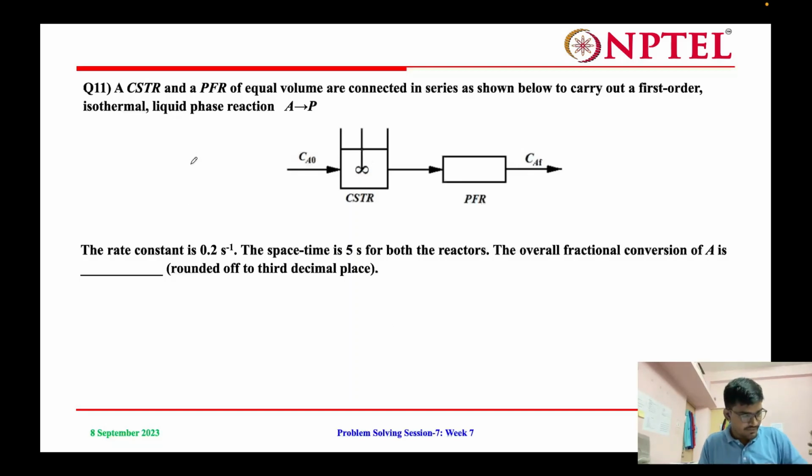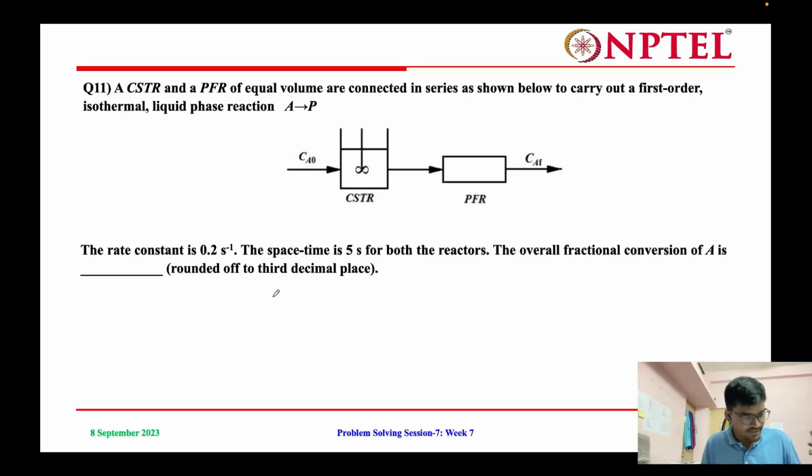Now question number 11. A CSTR and a PFR of equal volume are connected in series as shown below to carry out the first order isothermal liquid phase reaction A gives P. Here is a schematic. The rate constant is 0.2 per second. The space time is 5 seconds for both the reactors. The overall fractional conversion of A, rounded up to the third decimal place, is to be found.